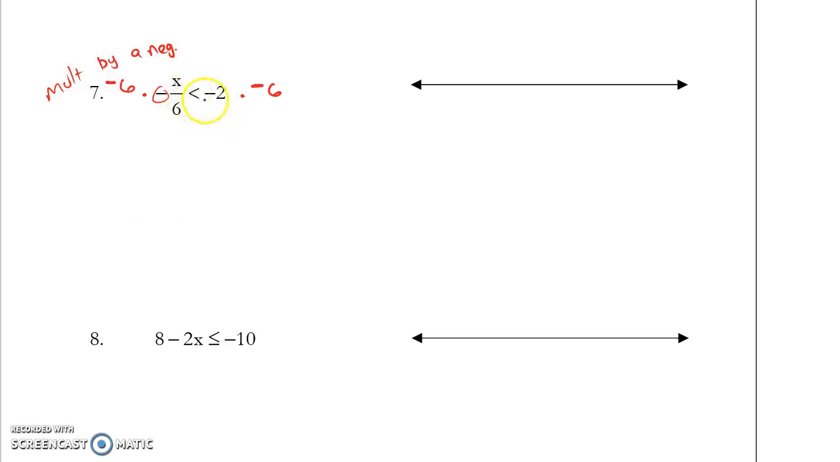My symbol, which was pointing left, needs to point right. Those negative 6's cancel here, leaving me x. Negative times negative is positive 12. I have 0 and 12 on my number line. Open circle, because there's no line under this. The variable's on the left, arrow points right, I graph right.